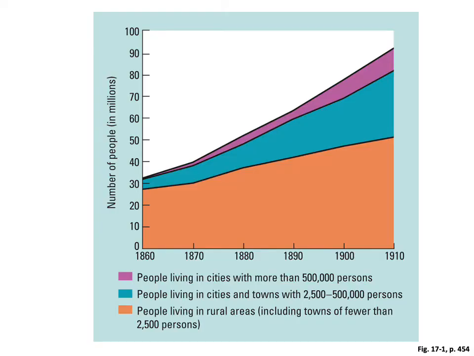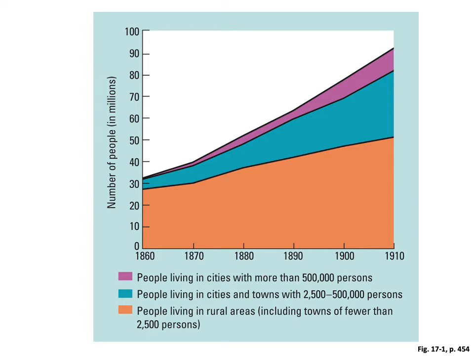Now here we have a graph. The horizontal axis is the years, and the vertical axis, or in algebra, the y-axis, is the number of people in millions. Don't get too caught up in the details, but you can see the lower portion of the graph, in the orangish color, are people living in rural areas. These would be farms or small towns of less than 2,500 people. You can see by 1910 that's still over half the population of the United States.